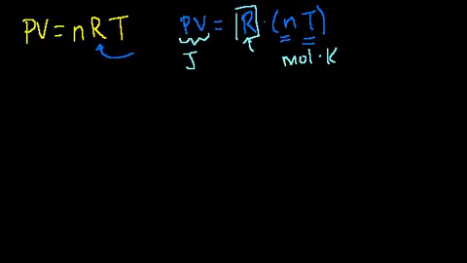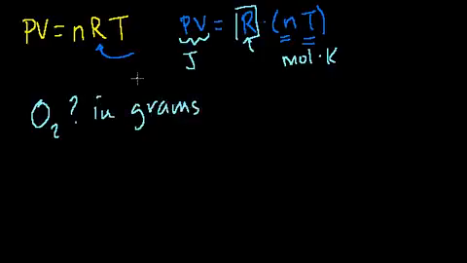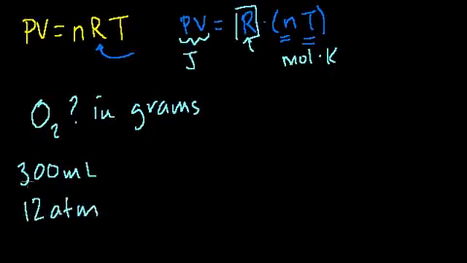So let's say we want to know how many grams of oxygen. So we want to know grams of O2. How many grams of O2 are in a 300 milliliter container that has a pressure of 12 atmospheres, and the temperature is 10 degrees Celsius.